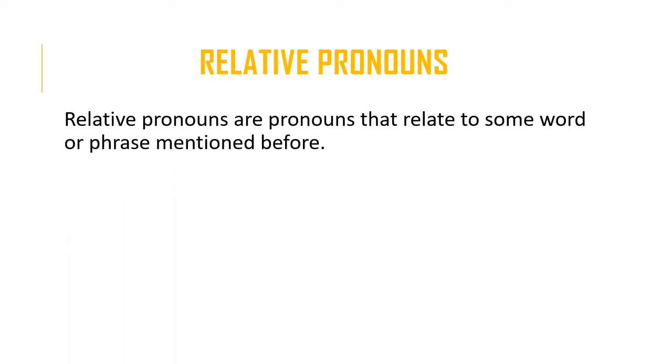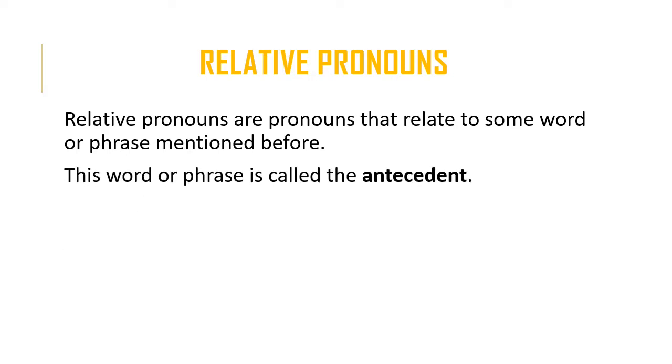All right, the next type of pronoun we're going to look at is relative pronouns. Relative pronouns are pronouns that relate to some word or phrase mentioned before. And usually it's a noun that's mentioned immediately before. So the relative pronoun would come right after the noun it's related to. The word or phrase that it's related to is called the antecedent.